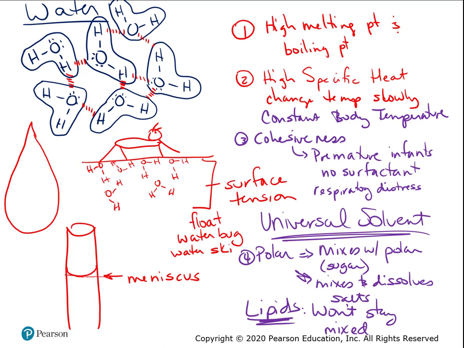This is why they say water has a very high specific heat. Specific heat is a comparison of how much energy a sample of any molecule has to have in order for it to change temperature. So because of hydrogen bonding, water has a very high specific heat, which means it changes temperature very slowly.